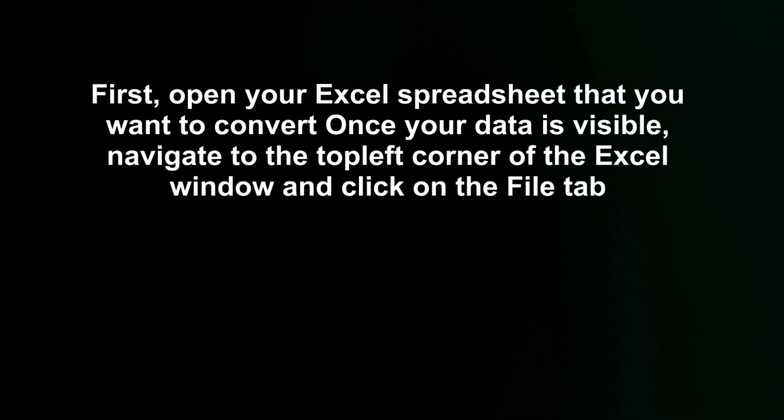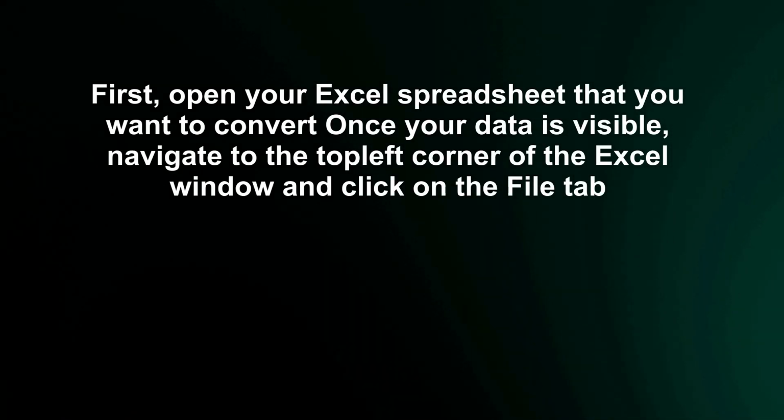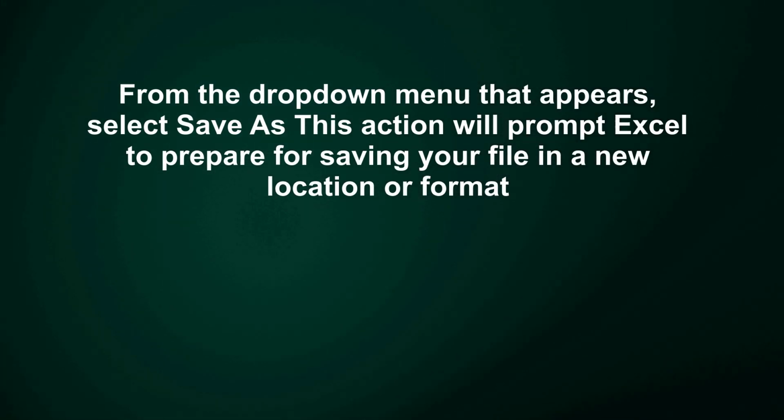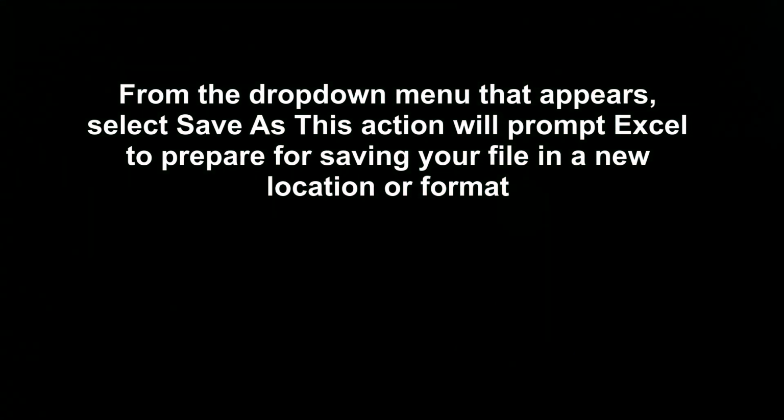Once your data is visible, navigate to the top left corner of the Excel window and click on the File tab. From the drop-down menu that appears, select Save, as this action will prompt Excel to prepare for saving your file in a new location or format.